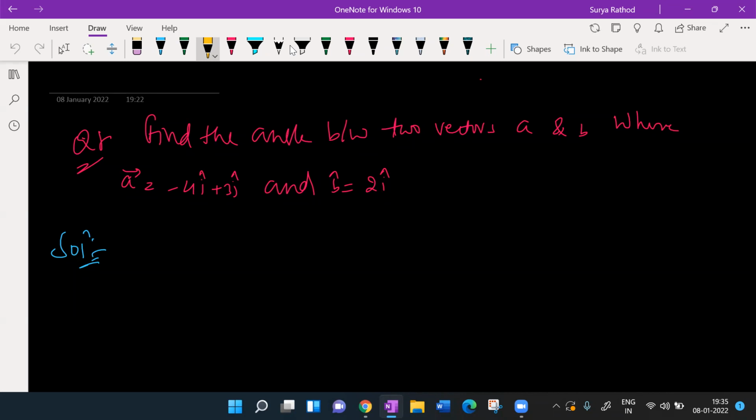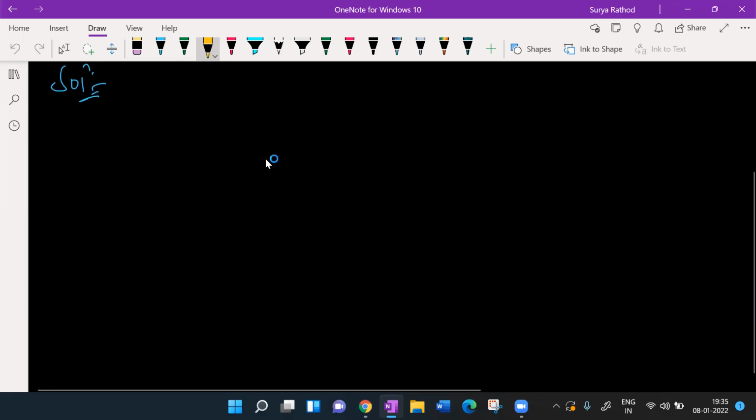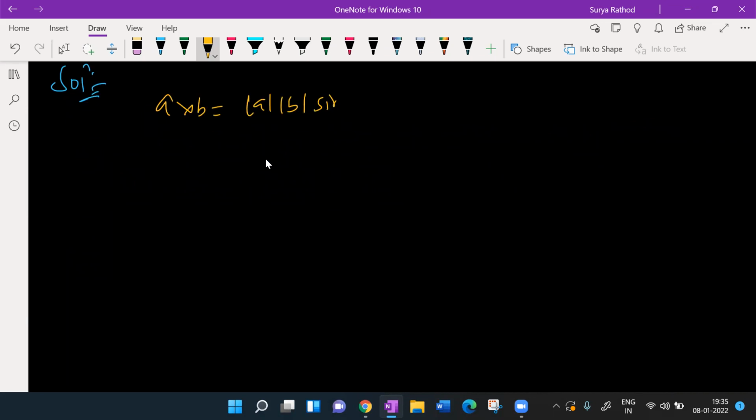Sir, A dot B by magnitude of A into magnitude of B. That is only the formula for finding the angle, right? Cross product formula. Look at this here. If I have A cross B, it is magnitude of A, magnitude of B, sine theta. Sine theta. We need to find the angle, right? Sine theta can be written as what? A cross B by magnitude of A into magnitude of B.